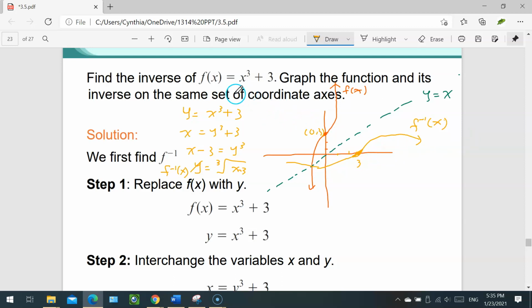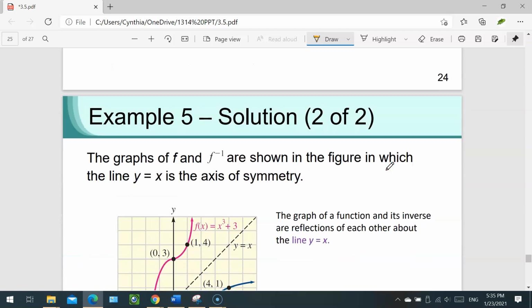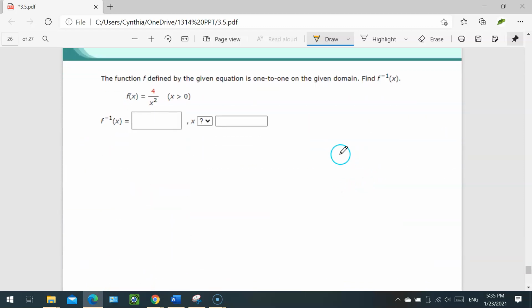So you can rewrite the function into its inverse to find the graph, or you can simply use the mirror image to sketch the graph, unless the question asks you to solve it by hand.